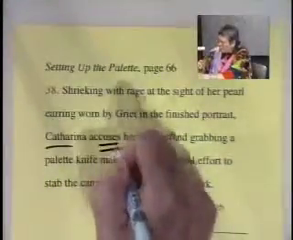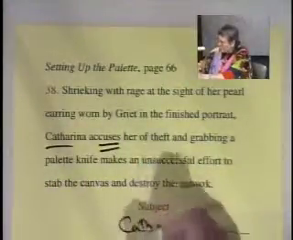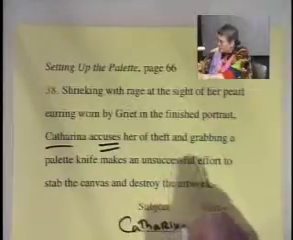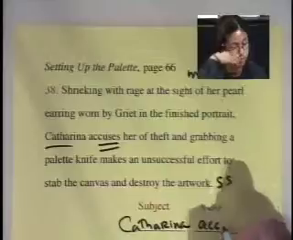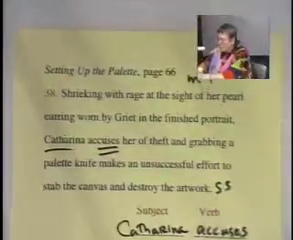Accuses. What kind of a clause? Main. And what kind of a sentence? Simple. So this is a main clause, this is a simple sentence, and here is our verb. Anybody know what a palette knife is? Janice, do you happen to know what a palette knife is?